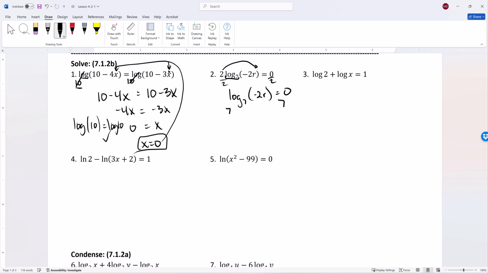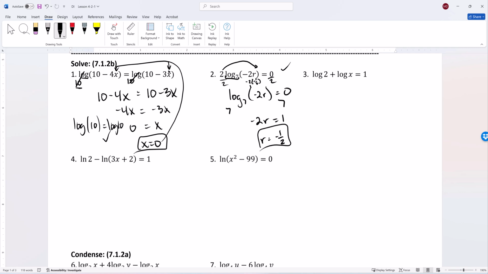Then I can turn this into an exponent, so base 7 to both sides. So 7 to the 0 power is 1. R equals negative 1/2. And so again, we have to go through, plug it in. Negative 2 times negative 1/2, that's 1. Log base 7 of 1. So what power do I need to raise 7 to get 1? That's 0. 0 times 2 is 0, so it works.